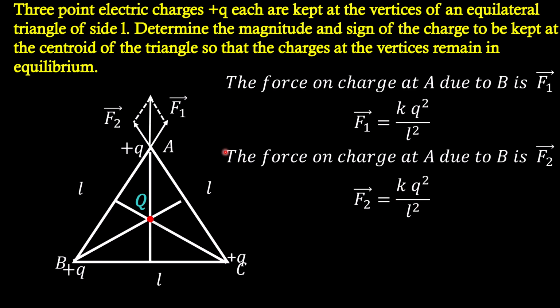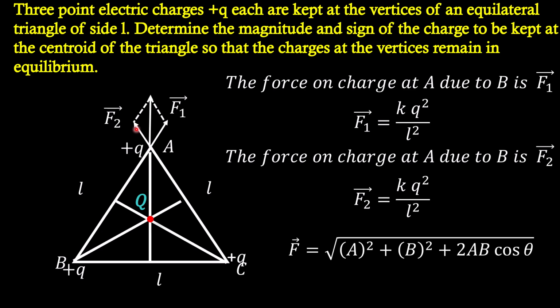Next, we have to add these two vectors, F1 and F2, according to the parallelogram law of vector addition. For this, we use this formula: the resultant F vector is equal to the square root of A square plus B square plus 2AB cos theta, where A is the value of the F1 vector and B is the value of the F2 vector. For this, we need to find this theta value. Here, angle BAC, that is the theta value, is 60 degrees. So this angle is also 60 degrees because vertically opposite angles are equal.